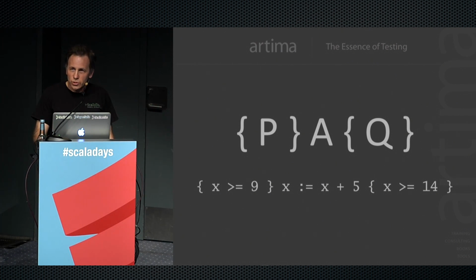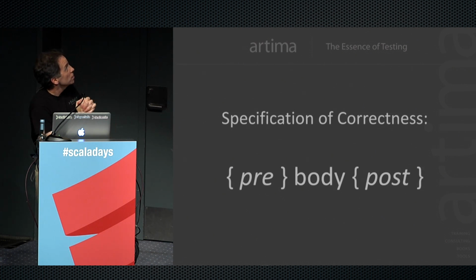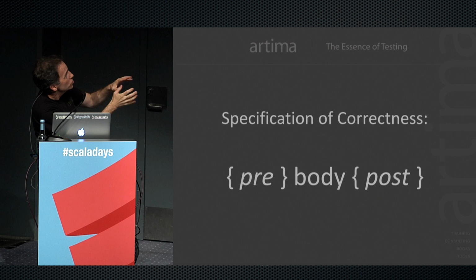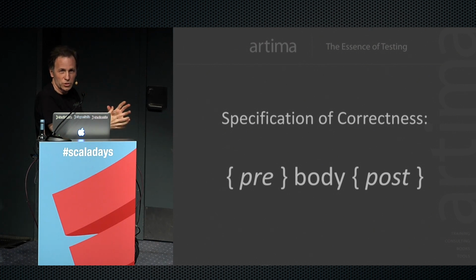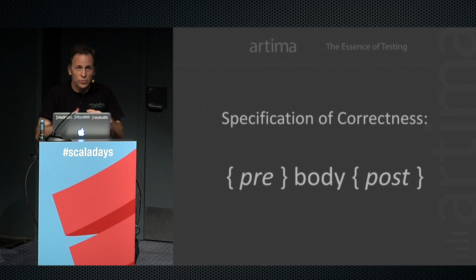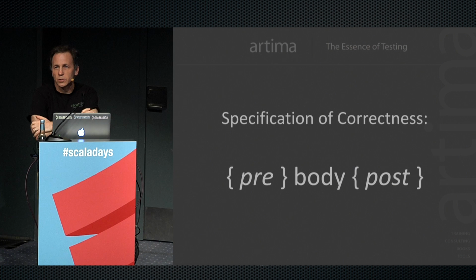And P and Q are called assertions, and what he did in Eiffel is said, well, I'm not going to try to prove anything. What I'm going to do is just test it. And the way I'm going to test it is put these preconditions and postconditions around the body of a function. So what he has in Eiffel is when you create a method or a function, you don't just say what the function does. You have to specify a precondition clause and a postcondition clause. And what he says is that that's a specification of correctness.